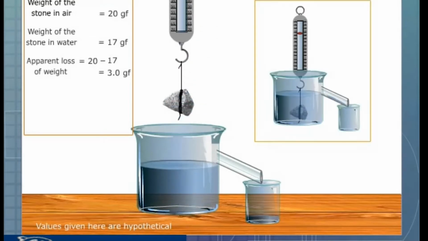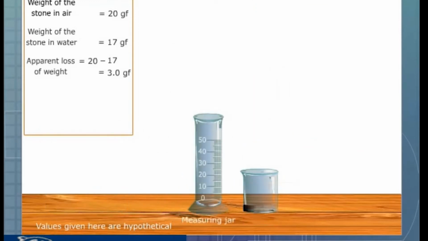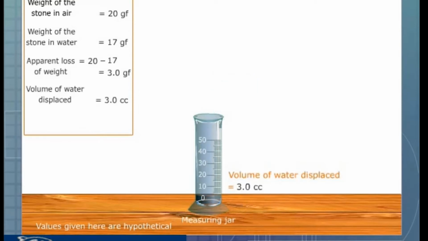We observe that water overflows through the spout of the Eureka can. Pour water into the measuring jar and note the reading. The observed reading gives the volume of water displaced. The volume of water displaced is equal to its weight as the density of the water is equal to 1. The apparent loss of weight of the stone in water is equal to the weight of the water displaced by it.